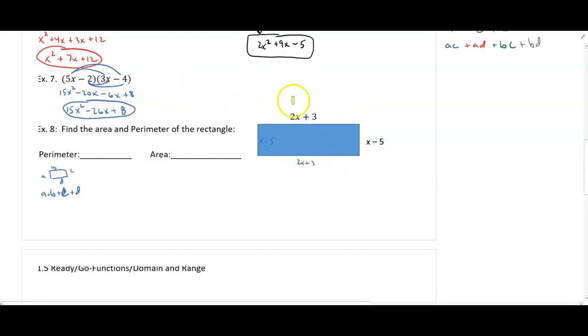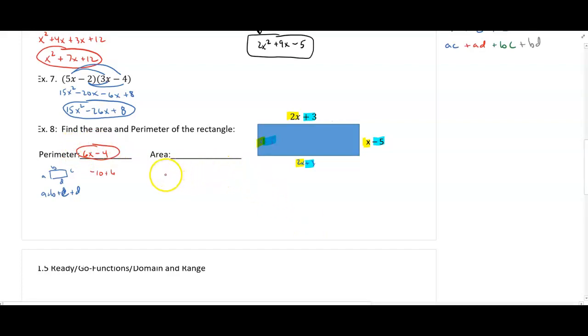Now what I just do is add all the x's up. 2, 3, 5, 6x. And then add up all the constants. And when I do that, right, 3 plus 3 is 6. Negative 5 minus 5 is negative 10. And negative 10 plus 6 would give me minus 4. So the perimeter of that rectangle would be 6x minus 4.